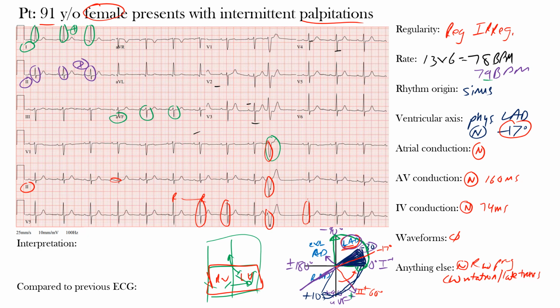Okay, so let's look at this. Here's lead V1, and notice our PVC here has a mostly negative complex. So it's a mostly negative QRS complex. That means that it is coming from the right ventricle, dominant S wave. And why is that?